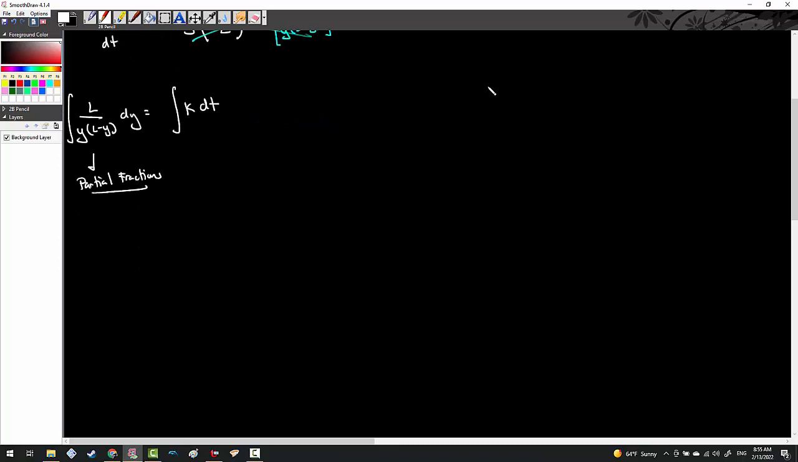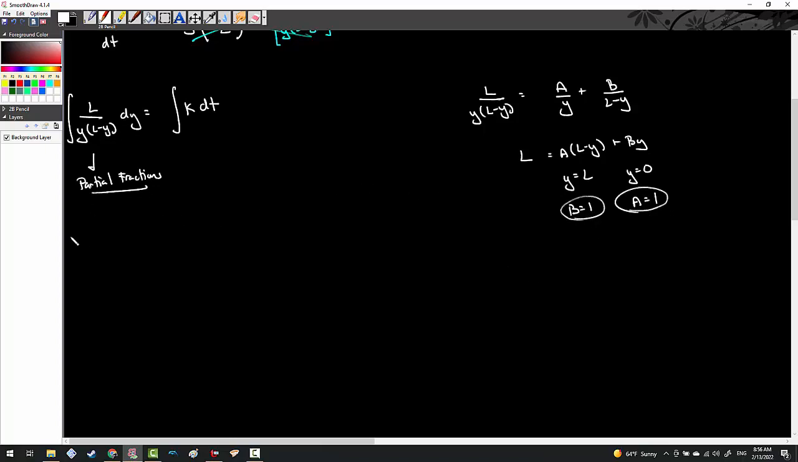So on the side here, I'm going to go ahead and say that L over y parentheses L minus y is equal to A over y plus B over L minus y. So I've got A parentheses L minus y plus By equals L. So I'm about to do some risky business here. I'm going to go ahead and say if I let y equal L, that means that the A part's going to go away. I'm going to end up with B equaling 1. Hopefully that makes sense. If I let y equal 0, the B is going to go away. I have A equaling 1 as well. Hopefully that makes sense.